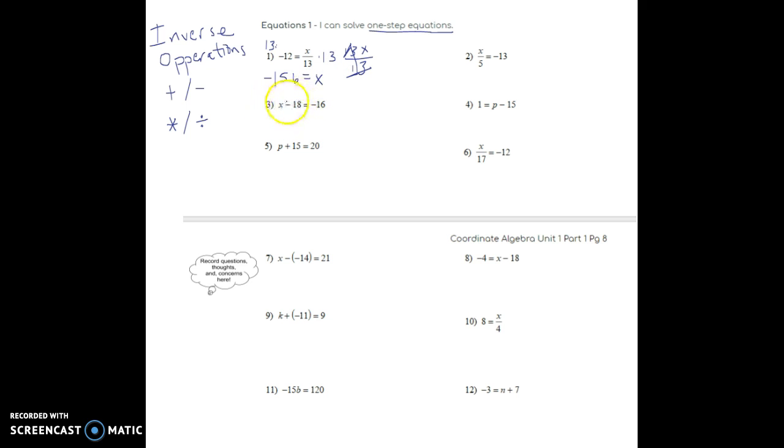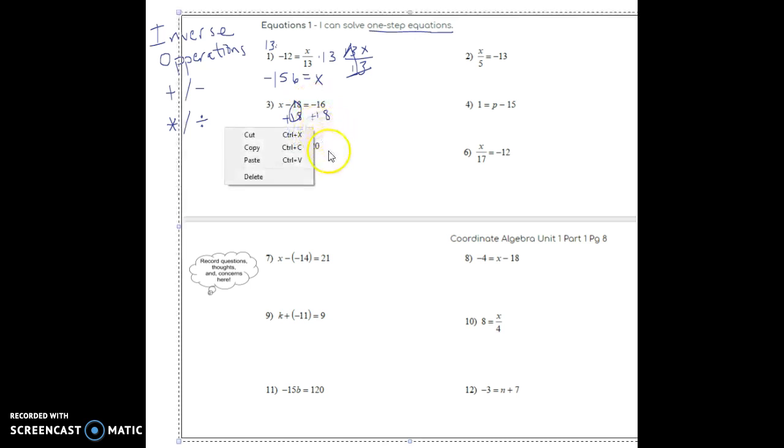So for 3, this is subtraction, right? The opposite of subtraction will be addition. So I'm going to add 18 to both sides. Negative 18 plus 18 is a big fat 0. So I'm going to put x on the left side. That's an equal sign, not some strange other symbol. Negative 16 plus 18 is 2.